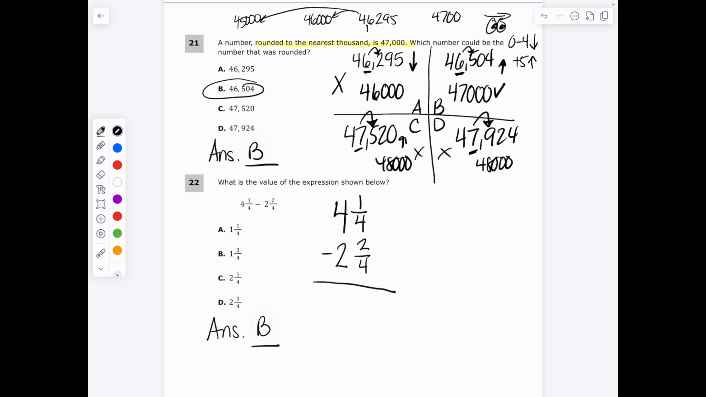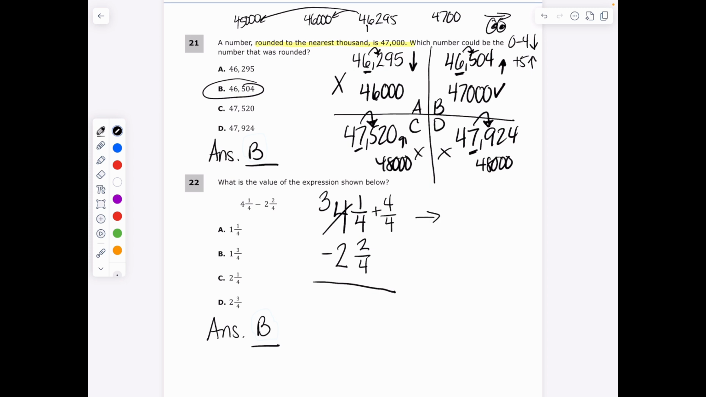And I like to ask myself, do I have enough on both sides? So can I do 4 minus 2? Yep. But I can't do 1/4 minus 2/4 because I only have one piece. So we're going to borrow. We're going to take one of these. Now I have 3. And I'm going to break that into 4 more pieces, 4 out of 4.